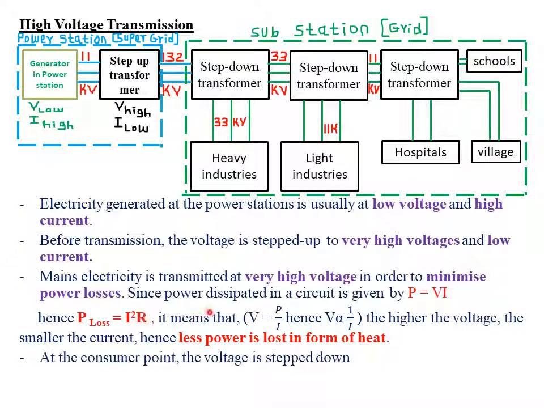So from this particular formula, that is power is equal to VI, if I make V the subject of the formula, I'll divide both sides by the current I, so that simply means V will be equal to power over the current. So from this formula, if I hold power constant, it simply means that the voltage is inversely proportional to the current. Therefore, the higher the voltage, the lower the current.